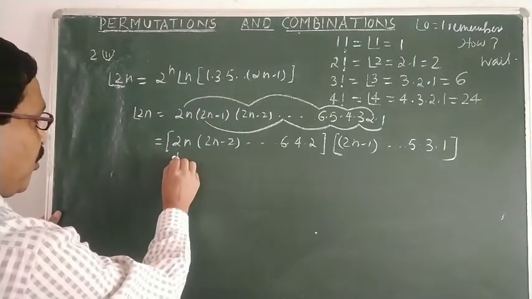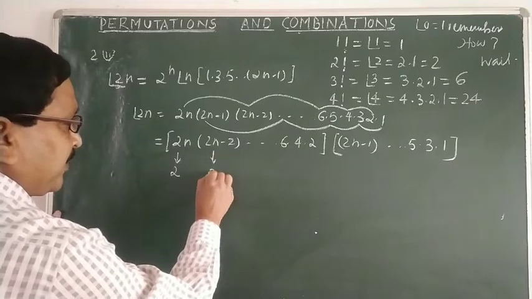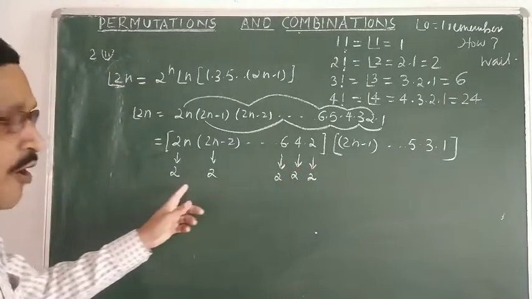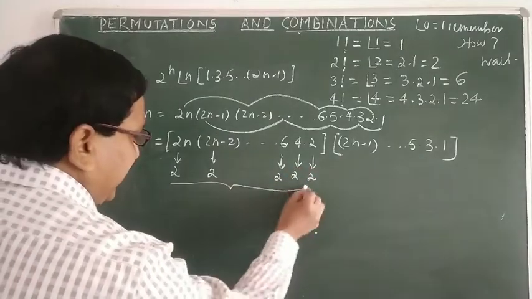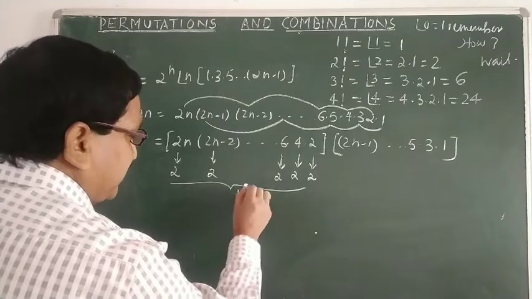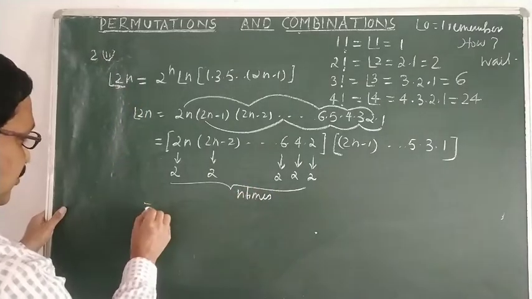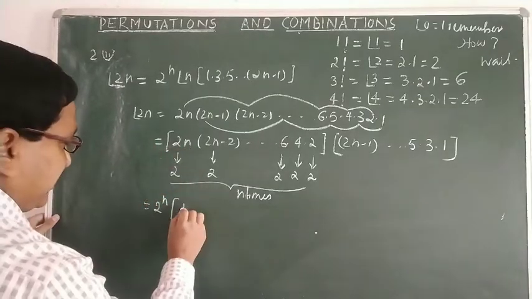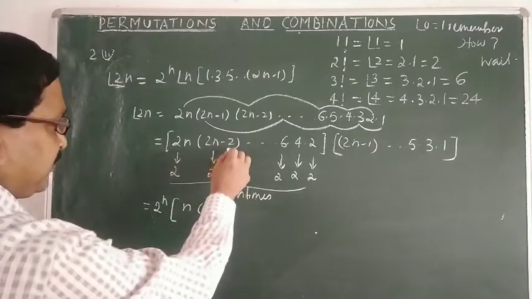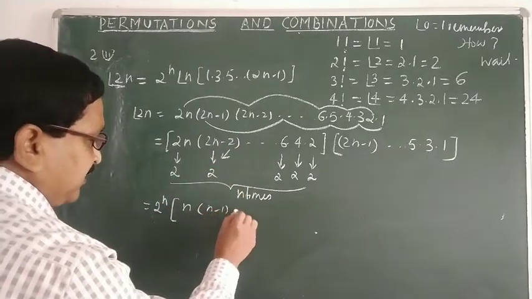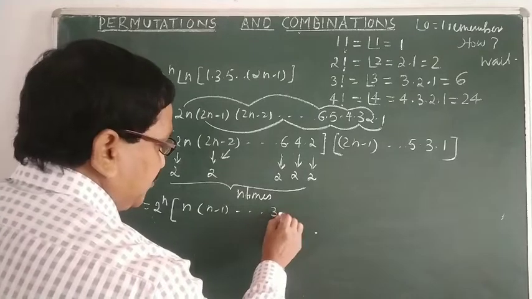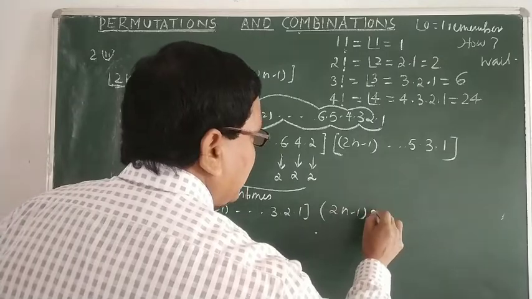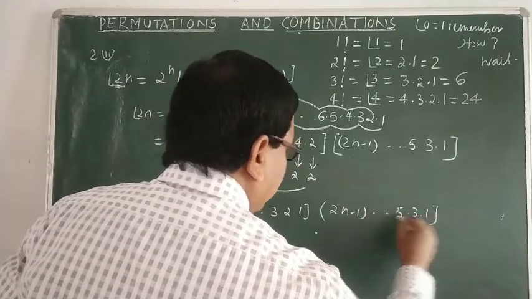Now see, 2 common, again 2 common, again 2 common. So how many times are 2s taken common? N times. You are taking 2 common n times, so this is 2 to the power n. Now when 2 is taken common, it will be n; from the next it will be n minus 1, then dot dot 3, 2, 1. And this is already 2n minus 1 dot dot 5, 3, 1.